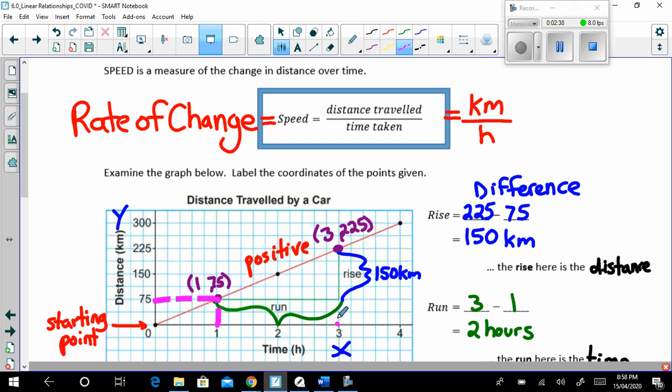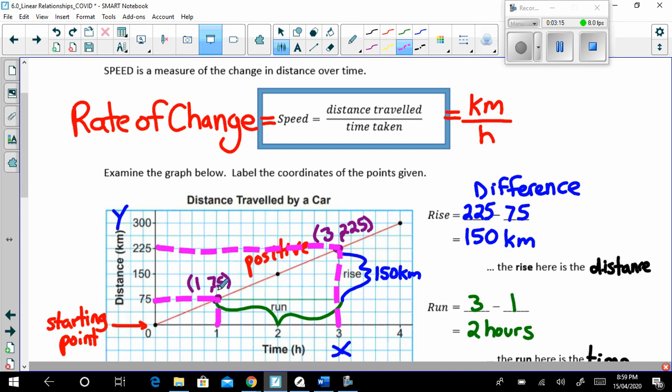And for this point, after 3 hours, the car had traveled 225 kilometers. That's what those points are referring to, and they're nice and easy to read, so we will use them. We are going to learn about the difference from this point to this point: what is the difference in the distance between these 2 spots?